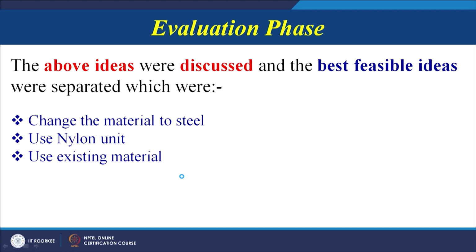So this is the criteria for evaluation. The above ideas were discussed, as we have seen: change the material, change the design, use a nylon material, change the production process, make it light in weight, use very less space. So all these ideas were discussed, and the best feasible ideas were separated.